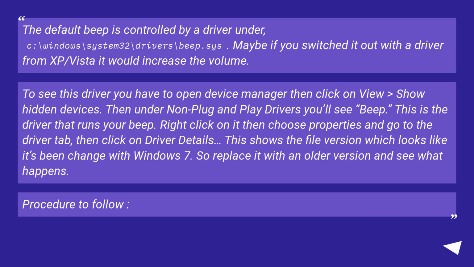Right-click on it, then choose Properties and go to the Driver tab, then click on Driver Details. This shows the file version, which looks like it's been changed with Windows 7. So replace it with an older version and see what happens. Procedure to follow.